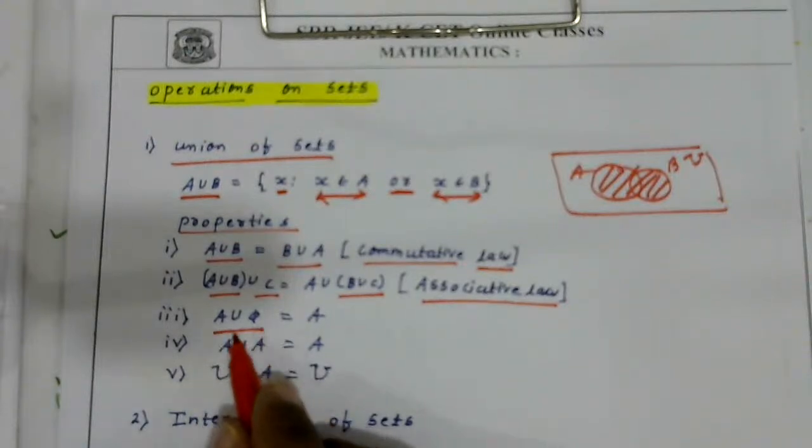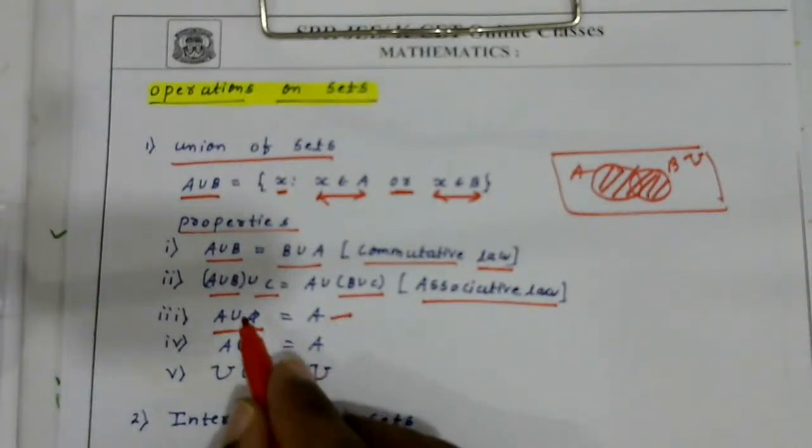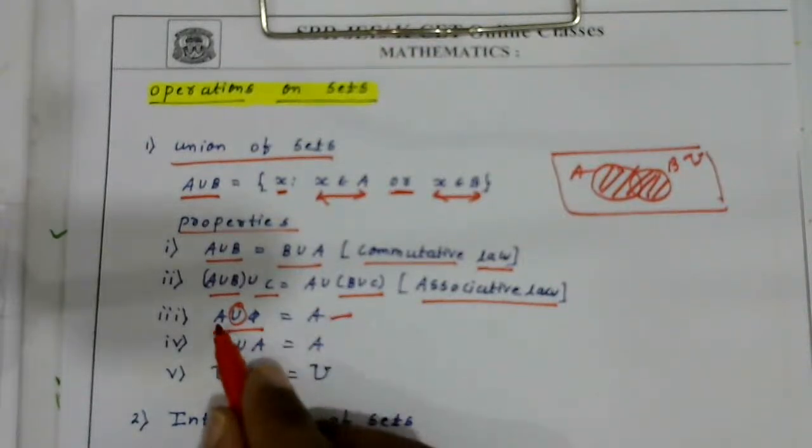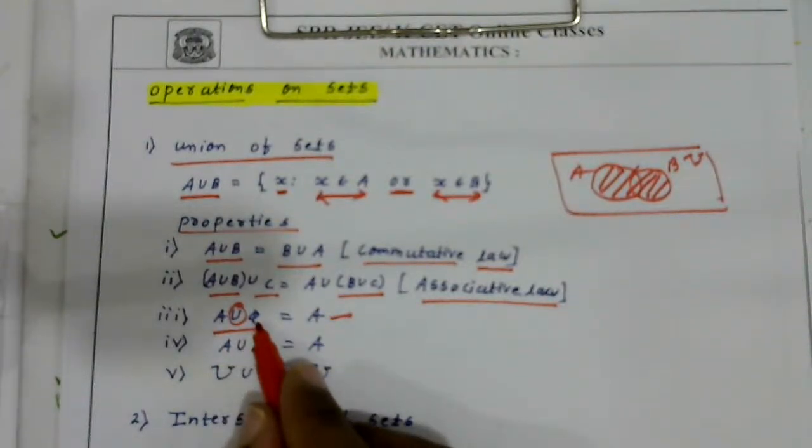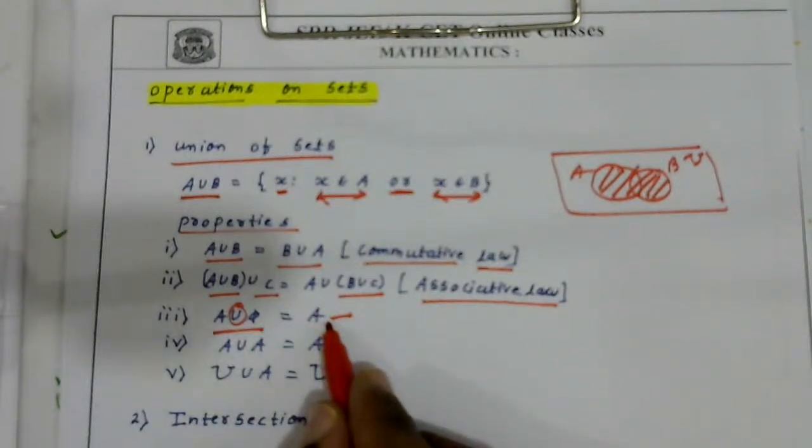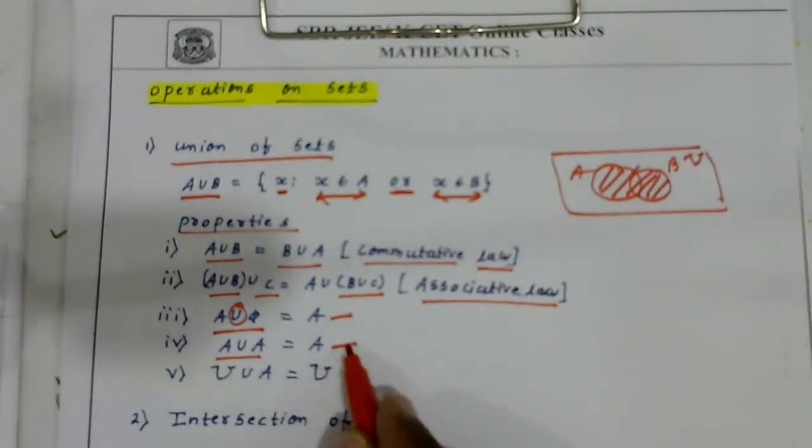And A union null set is equal to what? A. So when I take the union, the bigger set is the output. A is the bigger set here. Null is nothing. So A union null is equal to A. And A union A is equal to A. U union A is equal to U only. This is about the union of two sets and their properties.